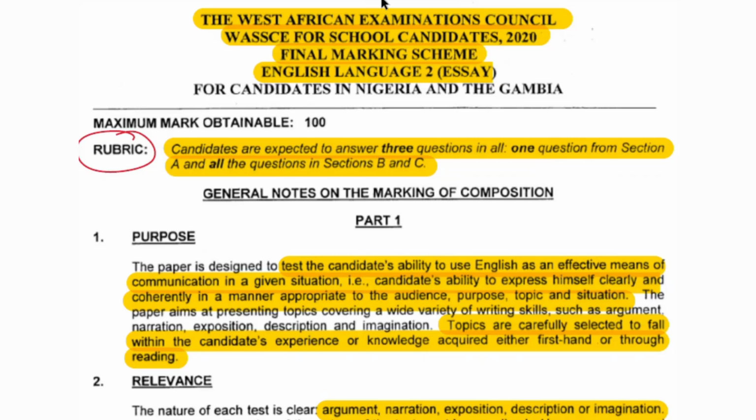But generally, in going through the marking scheme, the purpose, the relevance, and a number of other things are drawn out for you to know why you are taking this exam. First is that the candidate's ability to use English as an effective means of communication in a given situation is being tested. WAEC is interested in seeing how you can express yourself clearly and coherently in a manner that is appropriate to the audience, the purpose, the topic, and the situation for which you are being queried.